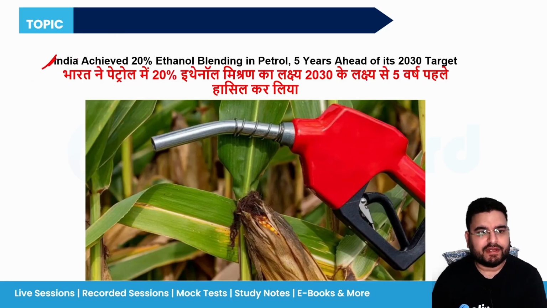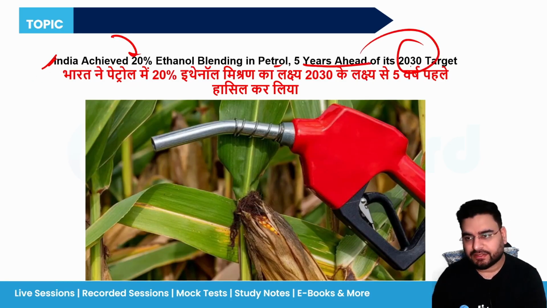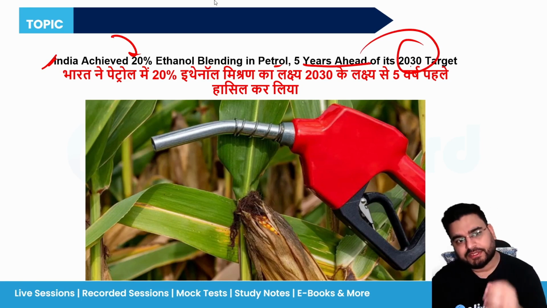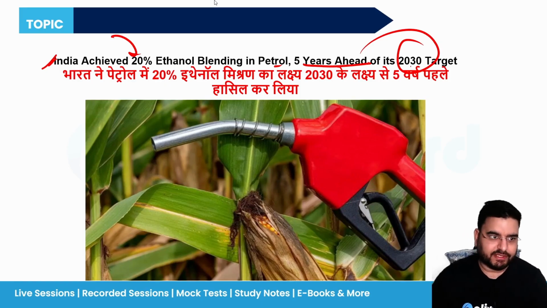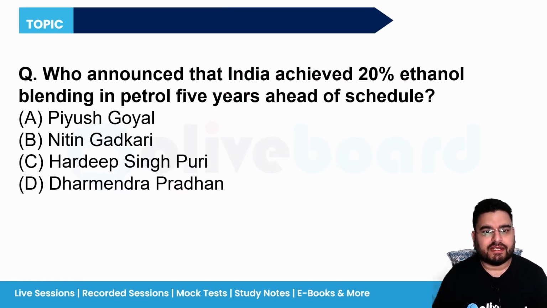Next is India achieved 20% ethanol blending in petrol 5 years ahead of its 2030 target. So we have set the target to achieve 20% ethanol blending in petrol by 2030, but by 2025 we have already achieved this. So who announced that India achieved 20% ethanol blending in petrol 5 years ahead of its schedule? Union Minister Hardeep Singh Puri.